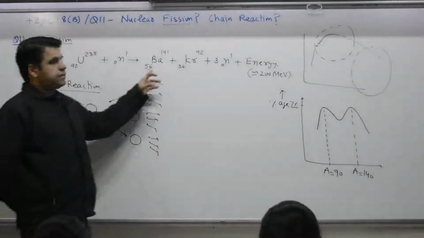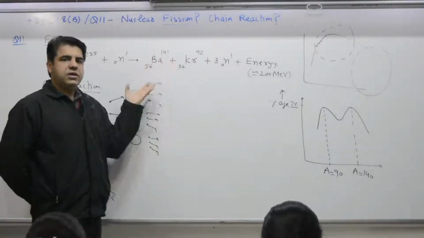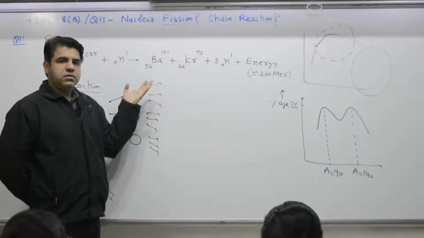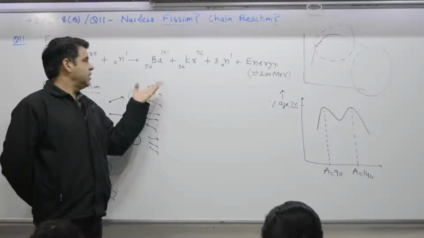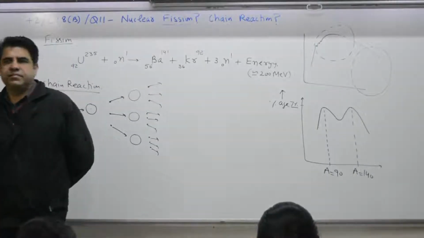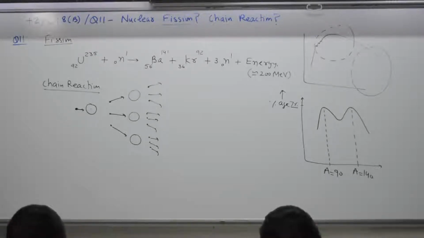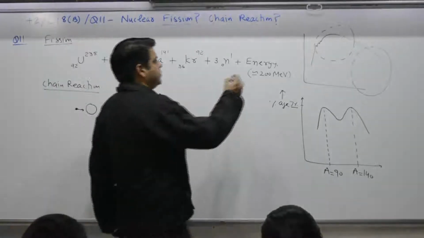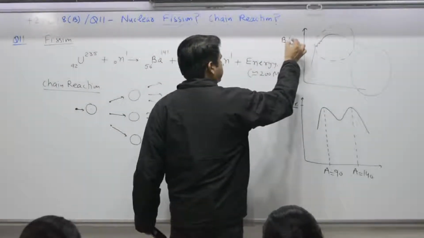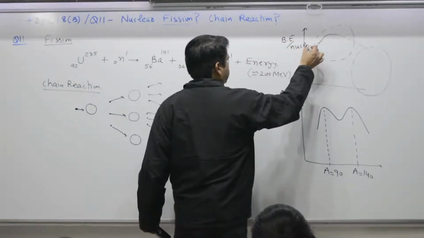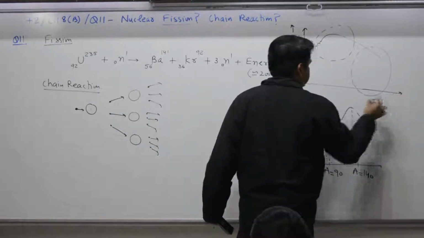They are daughter nuclei. They are also present within the plant. Yes, that is why we need to remove it after some time. This you can write binding energy per nucleon. Along x-axis is A.